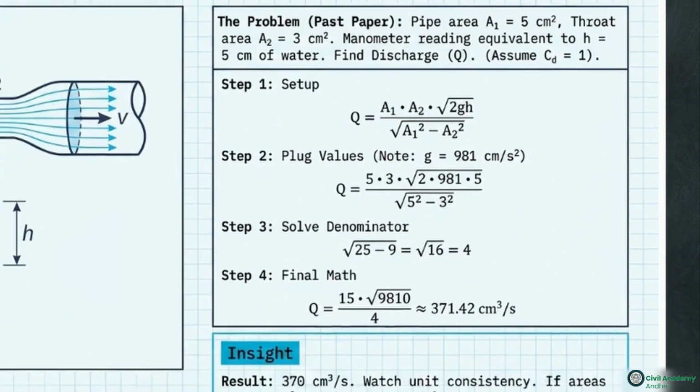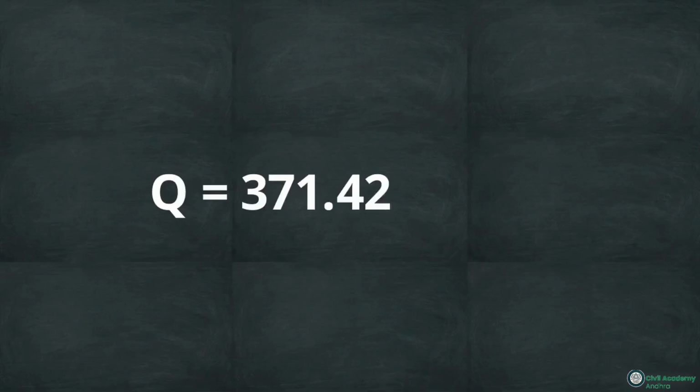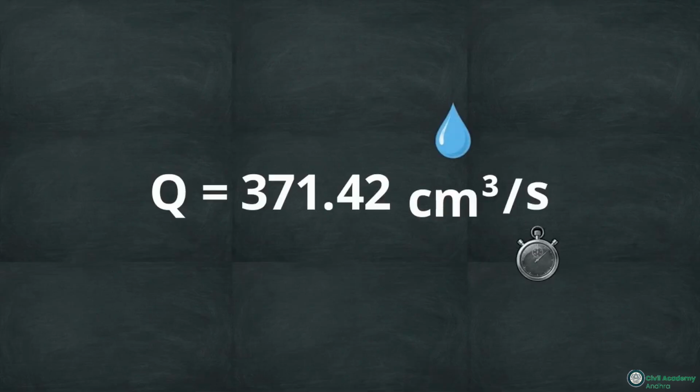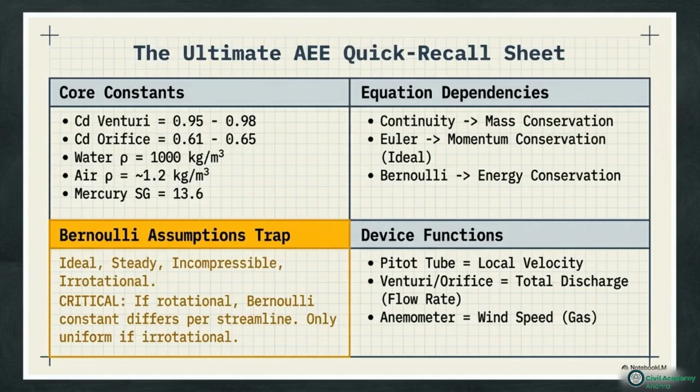Executing the mechanics of the formula, Step 3 shows how the denominator simplifies beautifully to a whole number. Resolving the final math yields the actual discharge rate, emphasizing that the final unit is strictly cubic centimeters per second. This quick recall sheet highlights the core constants and ideal assumptions that must be properly managed before executing these equations.